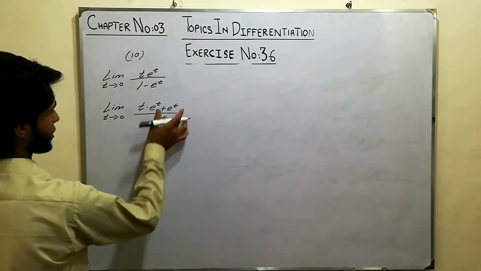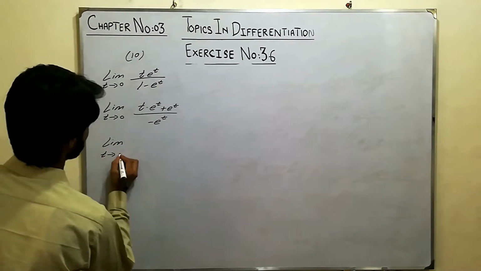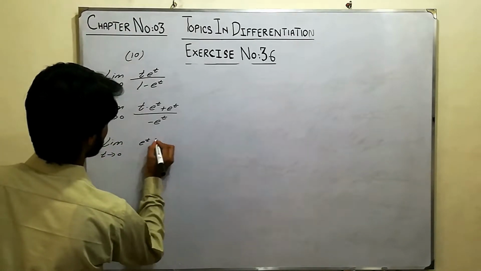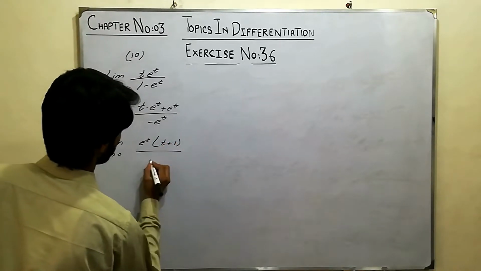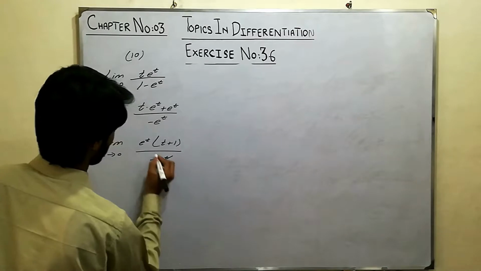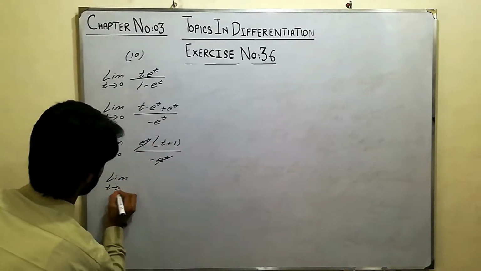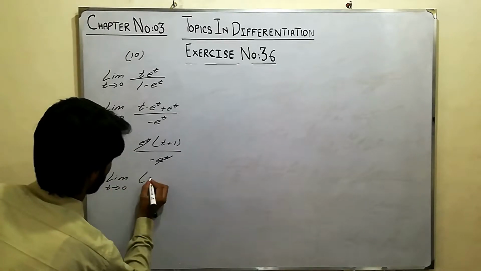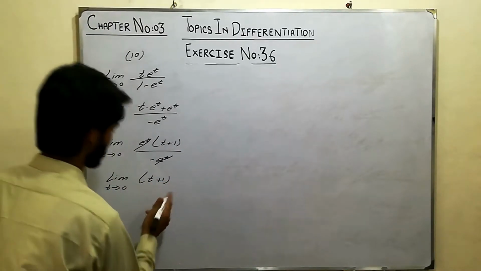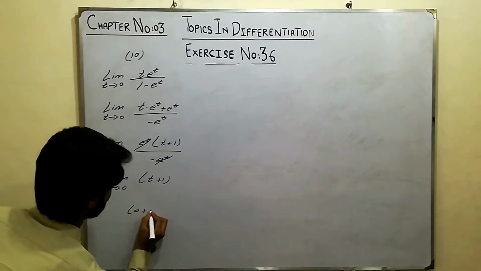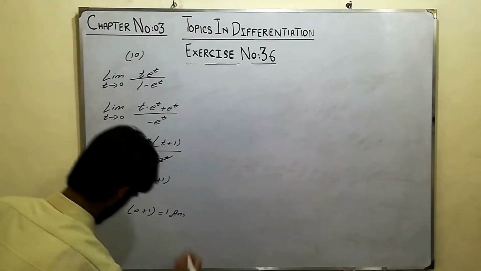Now take a^t common from the numerator. So we have a^t (t plus 1) divided by minus a^t. As t approaches 0, t plus 1. Now we put the limit, so we have 0 plus 1 equal to 1 is our answer.